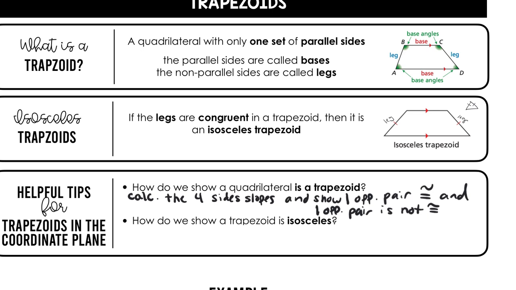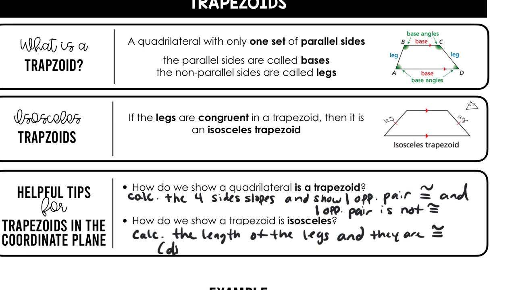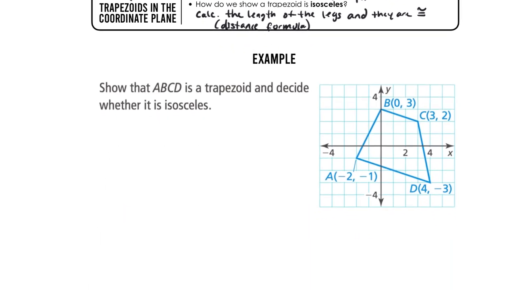So once you know it's going to be a trapezoid, then you have to show that the legs are congruent. So you would calculate the length of the legs and show they're equal, or congruent. All right, that's the distance formula. Okay? All right, so let's take a look at our first example.